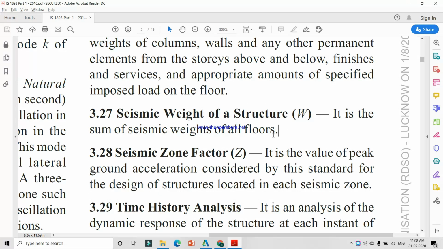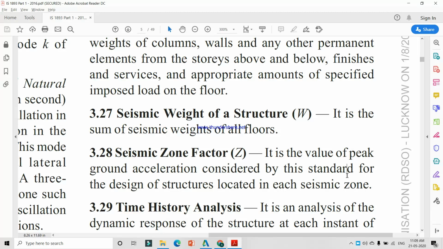Seismic zone factor. These are the values of the peak ground acceleration considered by the standard for the design of any structure located in each seismic zone. Generally the seismic zone is divided into 4 parts: zone 2, zone 3, zone 4 and zone 5. If the zone increases, the zone factor value will increase.